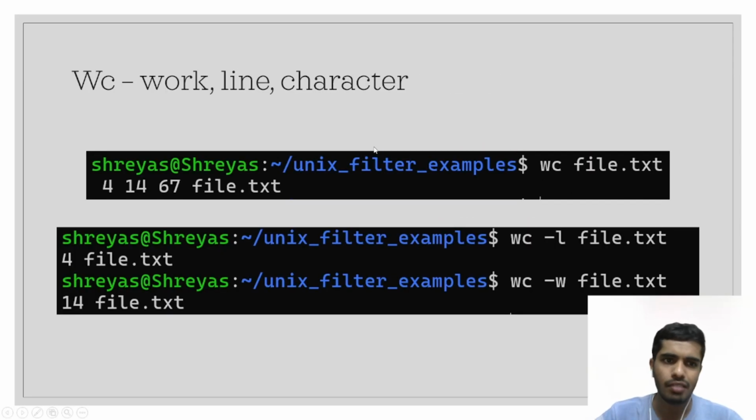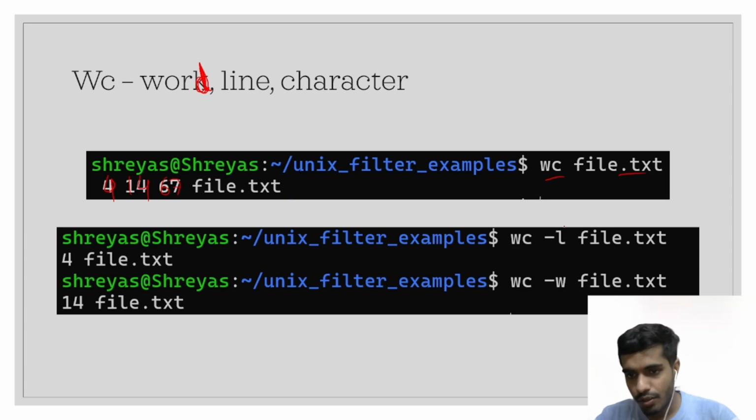The next command is the wc command, which is a word line character command, so it's not work, it's word, sorry for the typo. What it does is count the words, the lines, and the size in terms of bytes of that file, right? So if I say wc file.txt, it tells us that it has 4 lines, 14 words, and 67 bytes of storage it's acquiring inside a disk.